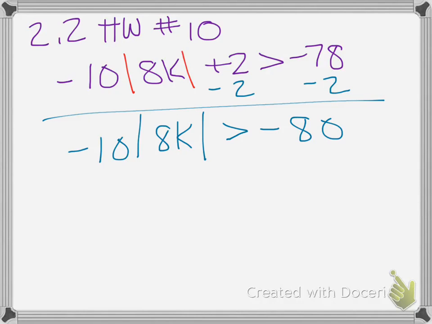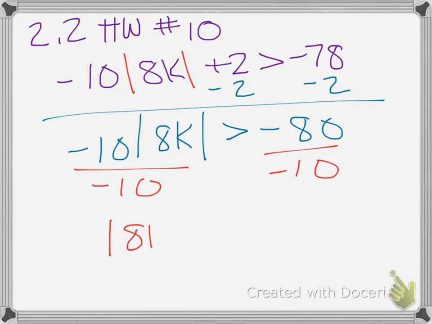Okay, now I look and see that now I can undo the multiplication here by dividing both sides by negative 10. What do I have to do to the inequality sign when I divide or multiply by a negative number and I'm keeping it balanced? I need to flip it. So here I end up with the absolute value of 8k is less than 8.